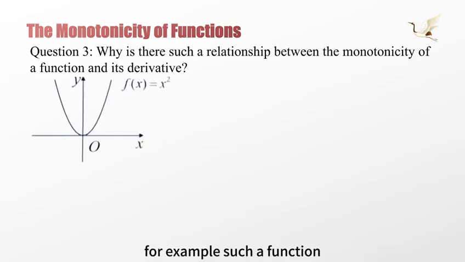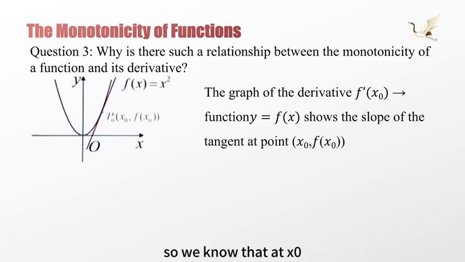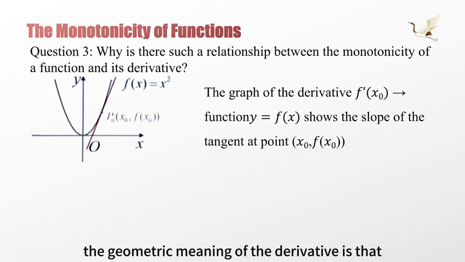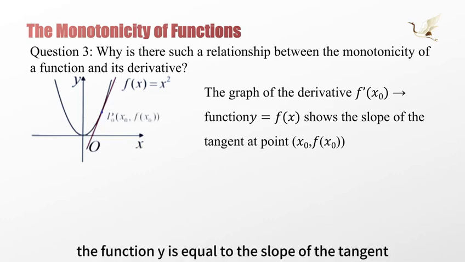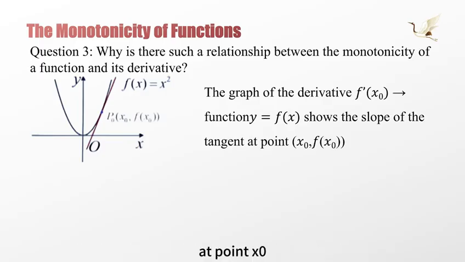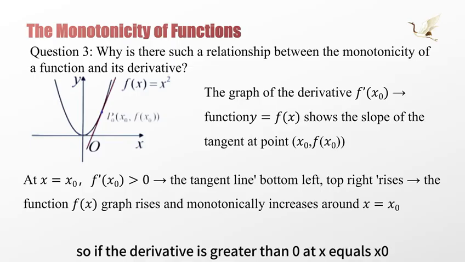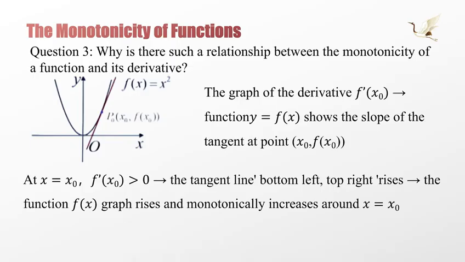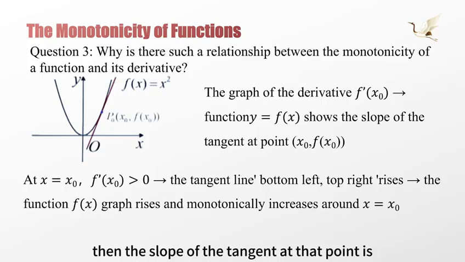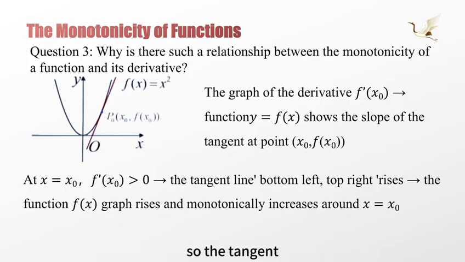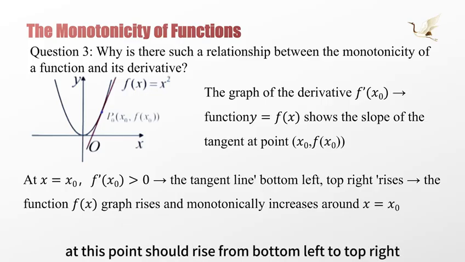For example, such a function. We know that at x0, the geometric meaning of the derivative is the slope of the tangent of the graph of y equals f(x) at the point (x0, f(x0)). So, if the derivative is greater than 0 at x equals x0, then the slope of the tangent at that point is greater than 0. So the tangent at this point rises from bottom left to top right.